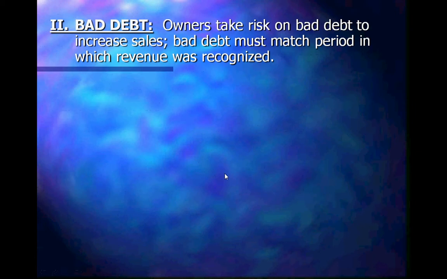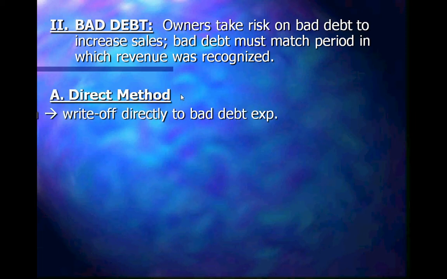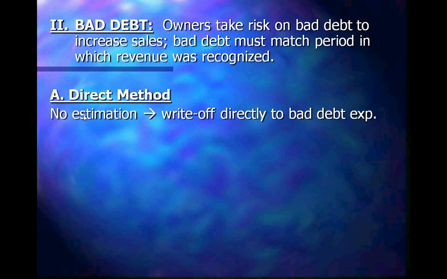Okay, here's the big deal with credit: if there's bad debt, that means people aren't going to pay you. The owner takes the risk on the bad debt to increase sales, but you must account for the bad debt in the period in which the revenue was recognized. And there's a little bit of an ironic twist here, because a lot of companies will do the direct method of writing it off. If you don't make any estimation up front, you just wait till the bad debt happens, which is months and months after the sale, and then you just write it off directly.